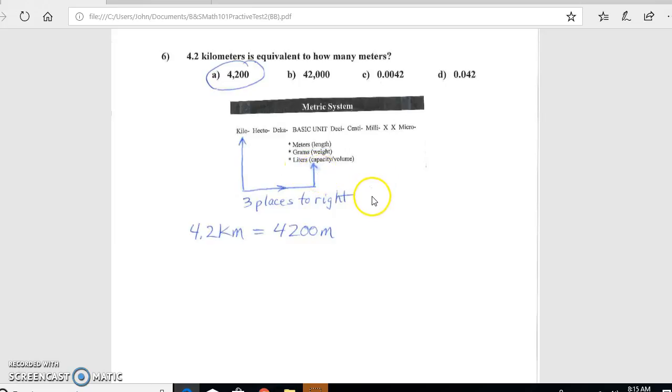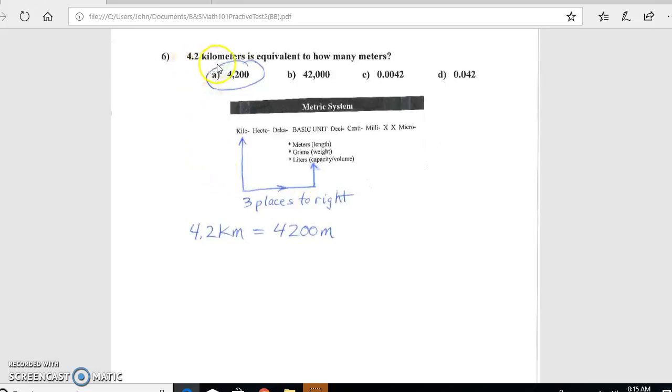And the way we use the table is we find the unit that we're given in the problem, and then we move to the one we want to convert to. And the number of places we need to move in the table is the number of places we move the decimal point in the problem.